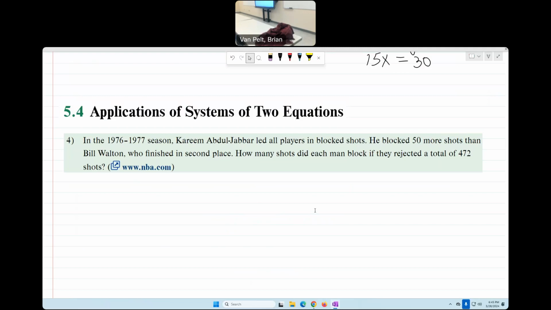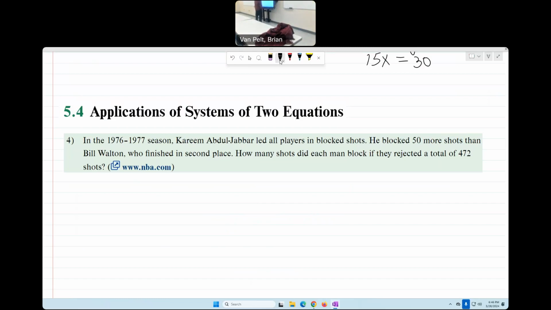Since I'm allowed to use 2 letters, I'm talking about Bill Walton and Kareem Abdul-Jabbar. All right. So what if I let K stand for the number of blocks that Kareem had, and B stand for the number of blocks that Bill Walton had? Does this make sense? I can call them X and Y, but why not use letters that will be useful to me? If you want to do X and Y, do it. But I personally am going to use K and B.